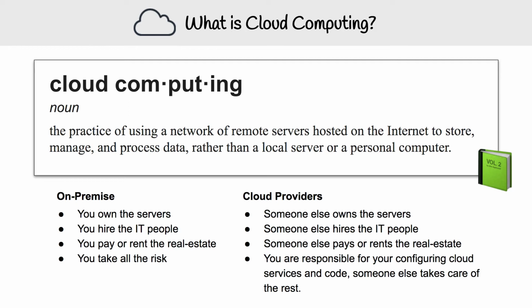So what you would do with on-premise is you would own the servers. So that'd be the hardware and the software. You'd hire the IT people to configure those servers and those applications. You'd pay or rent the real estate to house all these physical servers, and you would take all the risk. Now, on-premise is still well and alive today, and there's definitely good reasons to have an on-premise solution, but a lot of companies are now starting to use cloud providers.